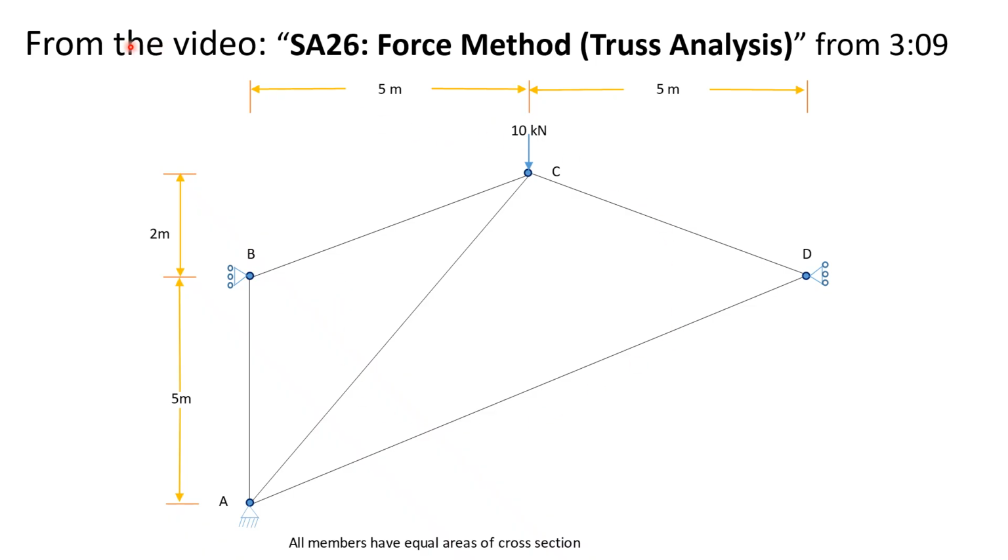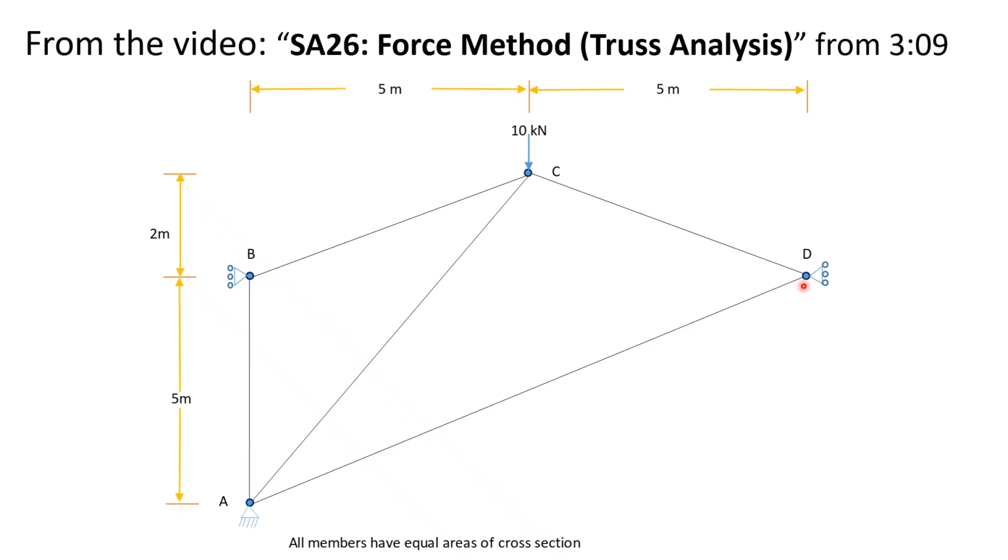This problem is taken from the video Essay 26 Force Method Truss Analysis from about 3 minutes into the video. I think this video is by Dr. Structure, and it's a very good video. The link is in the description. You don't have to stop viewing this video and go to that one first. Just continue with the current video, and later you can go to Dr. Structure's video, where he does it using the force method. In this video, of course, we use the method of Stroops.